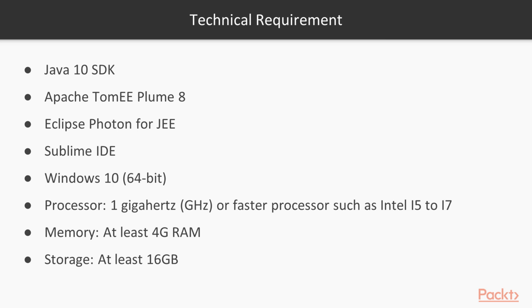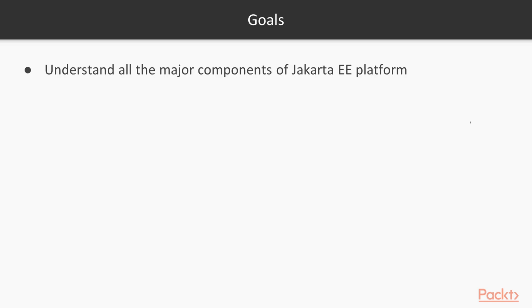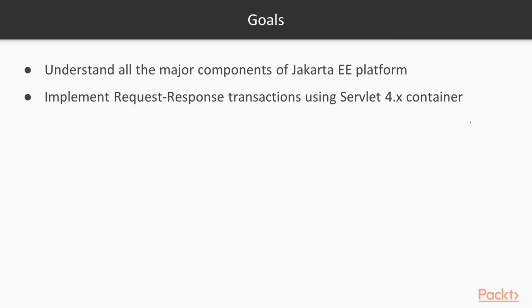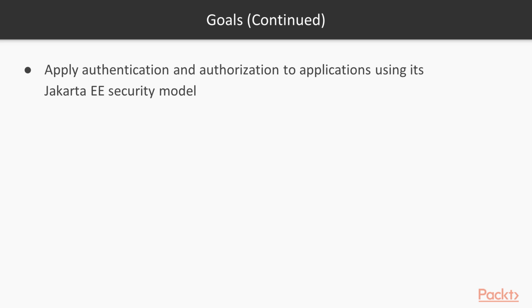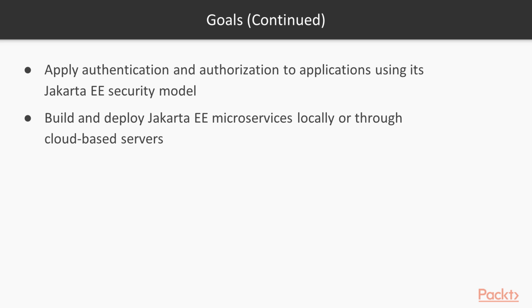At the end of this video training course, the viewers must be able to understand the major components of the new Jakarta EE framework, must be able to implement enterprise applications using these components, must use the framework's context dependency injection or CDI 2.0 specification all throughout their software development, must be able to secure their applications using the framework security model, and lastly, must learn how to build and deploy Jakarta EE microservices.